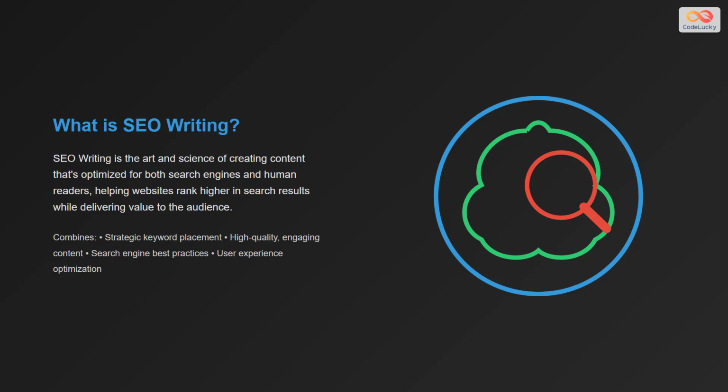Search engine optimization writing is the art and science of creating content that's optimized for both search engines and human readers. It helps websites rank higher in search results while delivering value to the audience. Search engine optimization writing combines strategic keyword placement, high-quality, engaging content, search engine best practices, and user experience optimization.